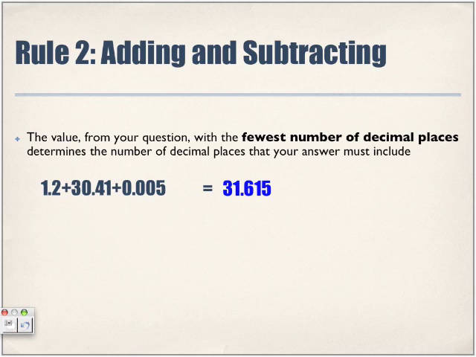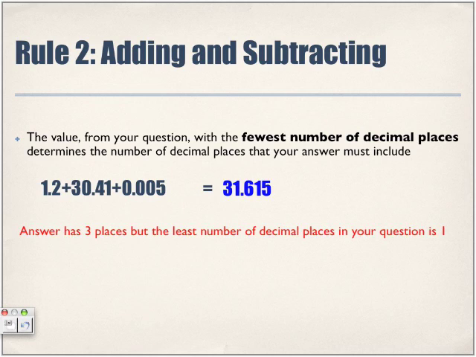So what are the least number of decimal places in my question? How many in our first set of numbers? 1 decimal place. Here, 2 and 3 decimal places. So the least number is 1. So the answer has 3 decimal places, but the least number is 1 decimal place. That's what we want. Okay?